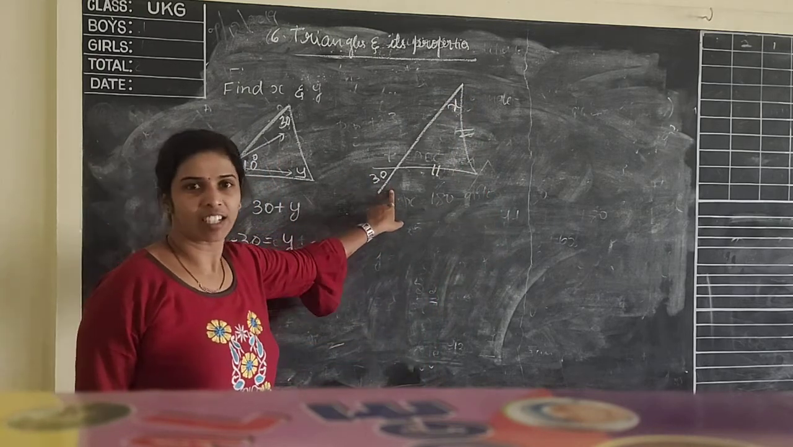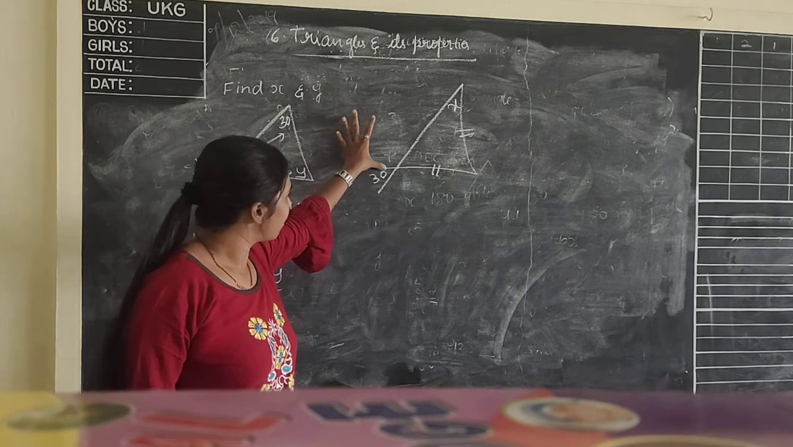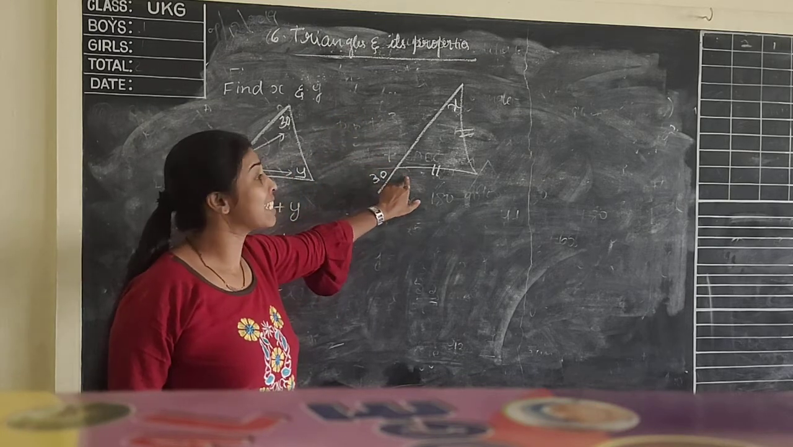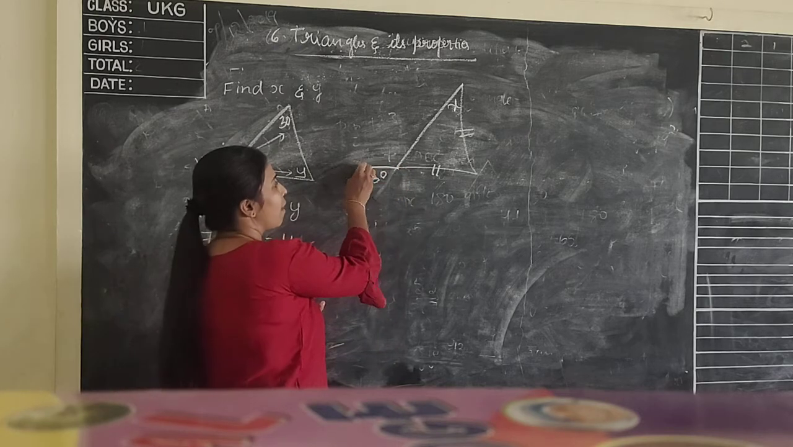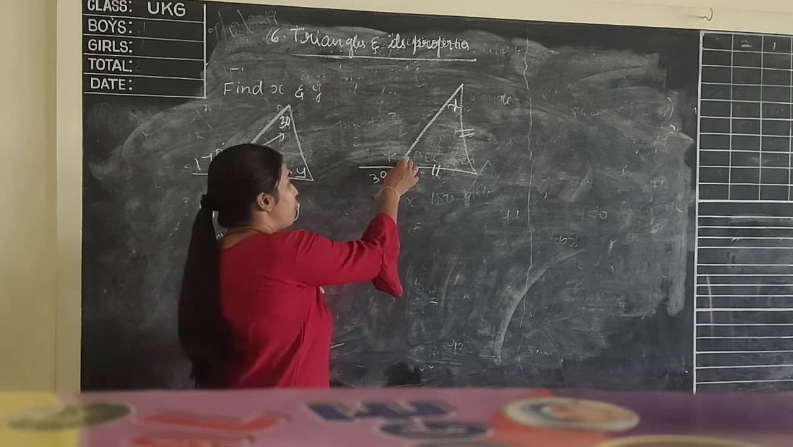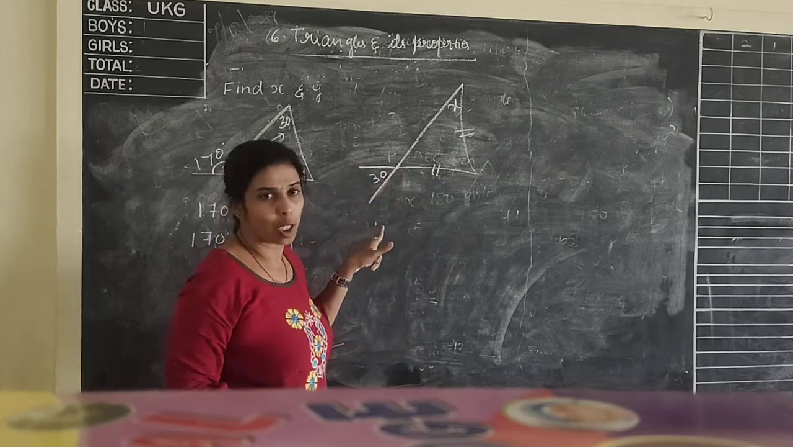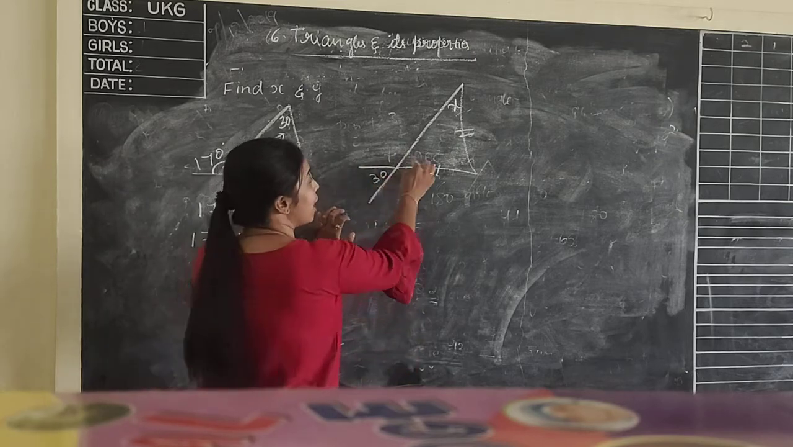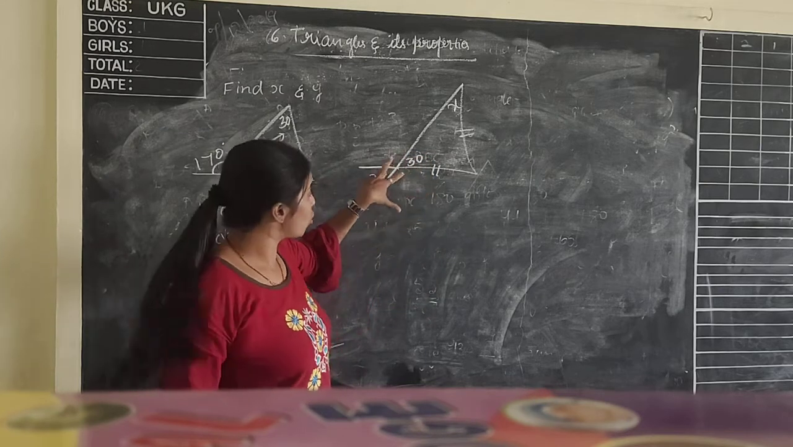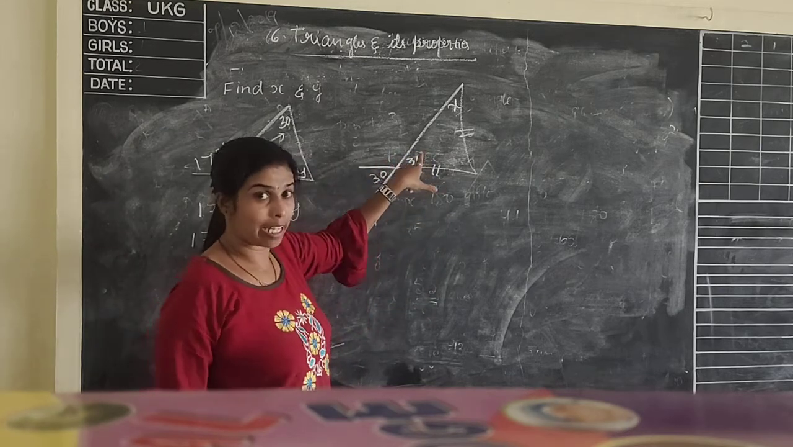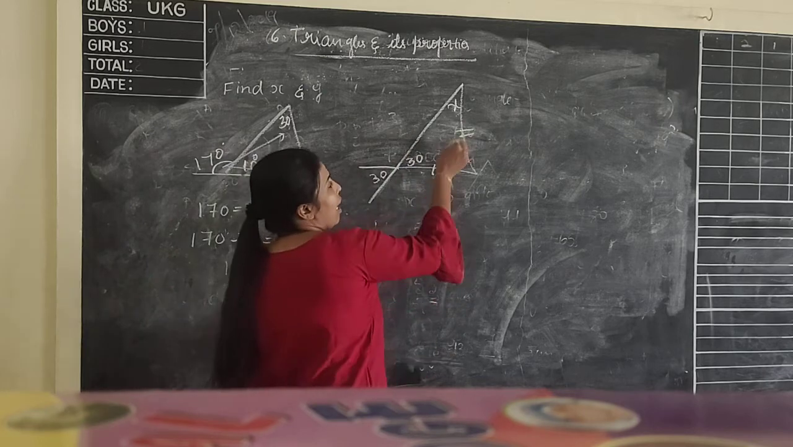This is of exterior. See, like this is the exterior. These are the vertically opposite angles. Vertically opposite angles, two lines are there. Okay. Now isosceles.